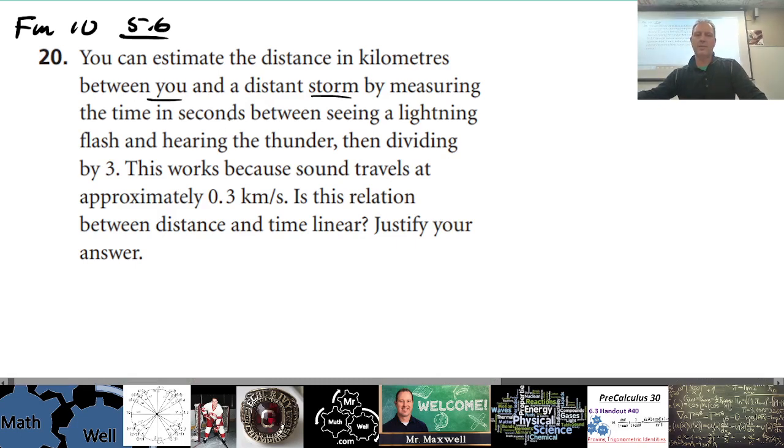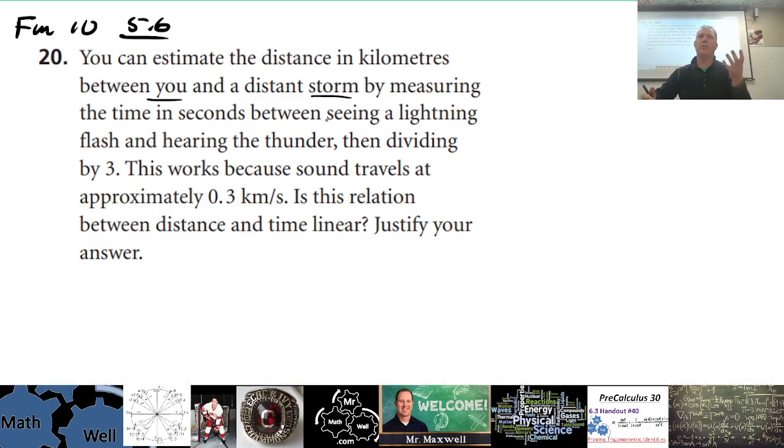time in seconds between seeing a lightning flash and hearing the thunder. So light travels much faster than the sound does. And so if you see a lightning flash, it travels almost instantaneously. It's not instantaneous, but it's very close to being instantaneous. As soon as it happens, you see it, even from a distance away. But the sound travels much slower.